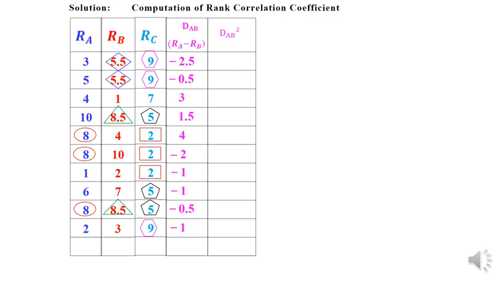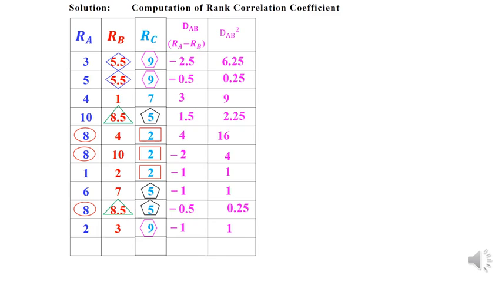2.5 square means 6.25, 0.5 square 0.25, 3 square 9, 1.5 square 2.25, 4 square 16, 2 square 4, 1 square 1, again 1 square 1, 0.5 square 0.25. All minus will become plus, therefore I am not mentioning. Minus 1 square 1.